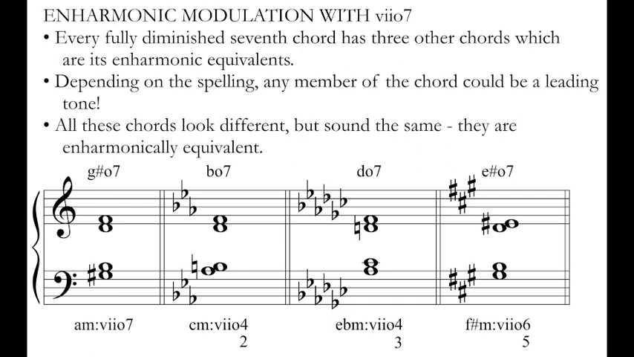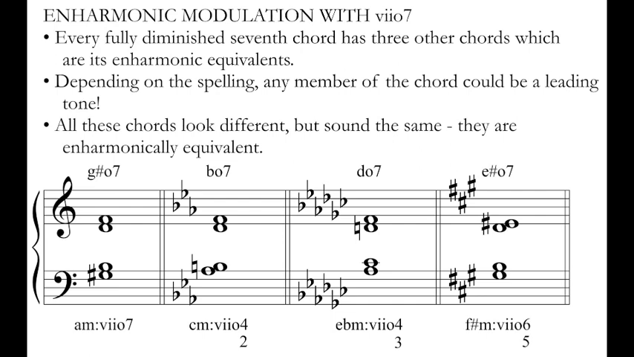The first, a G sharp fully diminished seventh chord, would suggest a key of A minor. The second, spelled as a B fully diminished seventh chord, would imply the key of C minor. The third, spelled as a D fully diminished seventh chord, would imply a key of E flat minor, and the final, an E sharp fully diminished seventh chord, would imply a key of F sharp. All of these chords sound the same, but they can all point towards a different tonality.